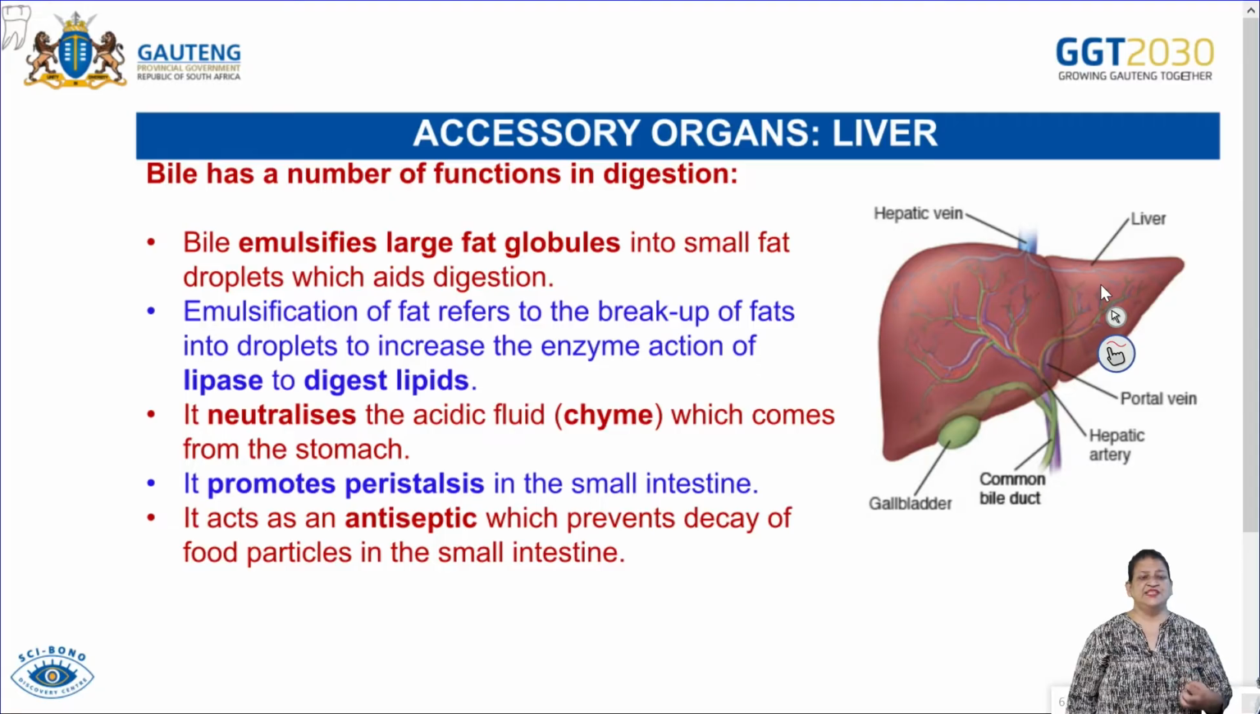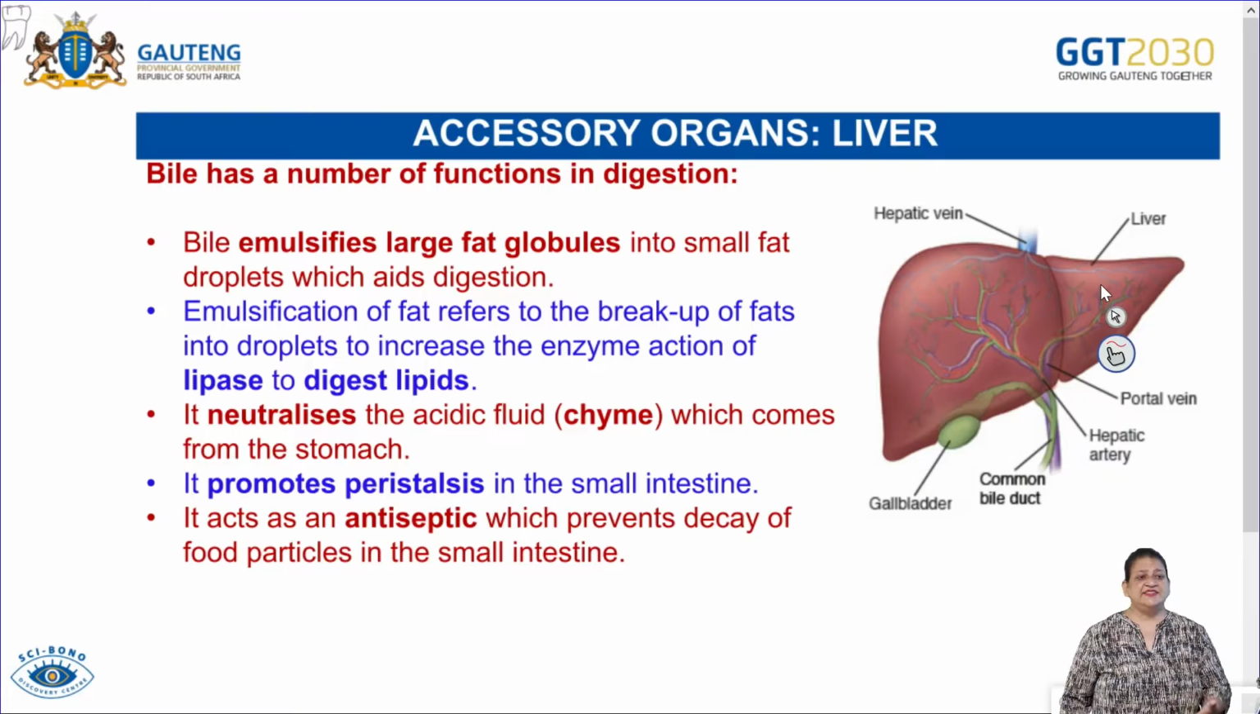Bile promotes peristalsis in the small intestine. That means you need your food to move easily down your small intestine. The bile is like a fluid medium. It makes the food slippery so that it can move easily when the muscles contract and relax. So this contraction and relaxation to allow the food to move easily, the bile assists in it, so it promotes it. Otherwise the food will be very dry, and it's going to be very difficult to move down.